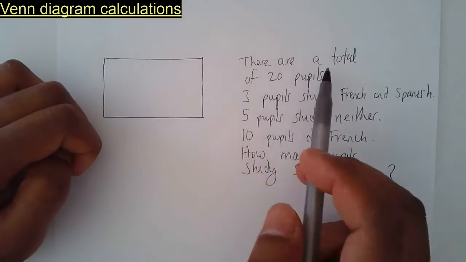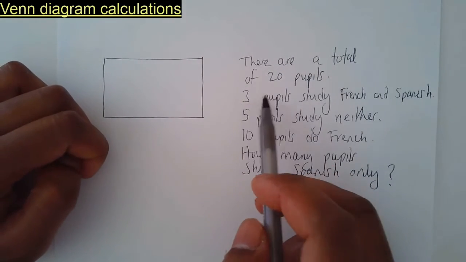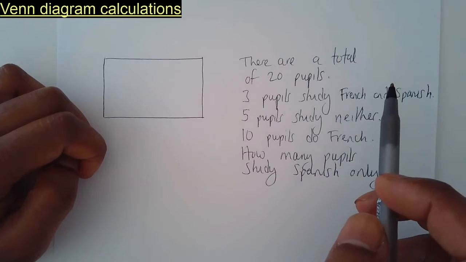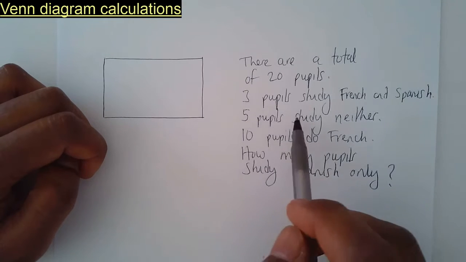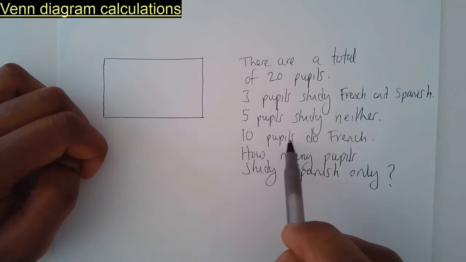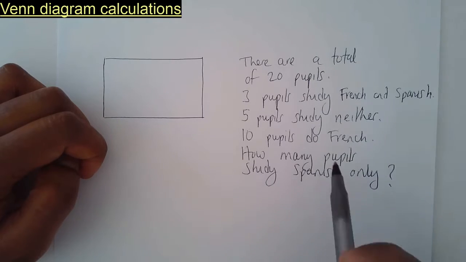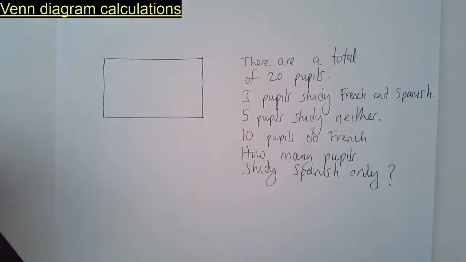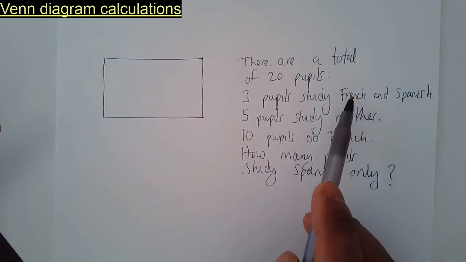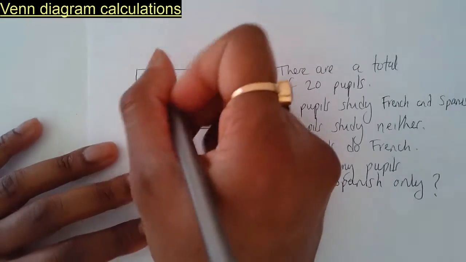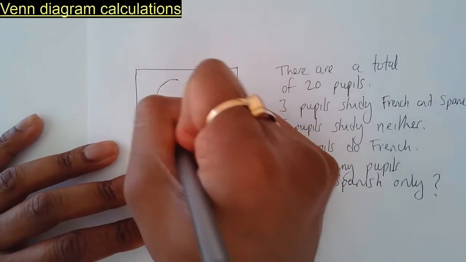There are a total of 20 pupils. 3 pupils study French and Spanish. 5 pupils study neither. 10 pupils study French. How many pupils study Spanish only? Well, it seems like there's only French and Spanish in this question, so we do 2 circles.